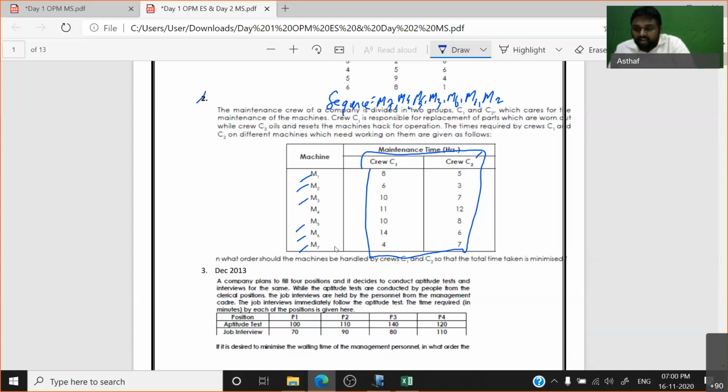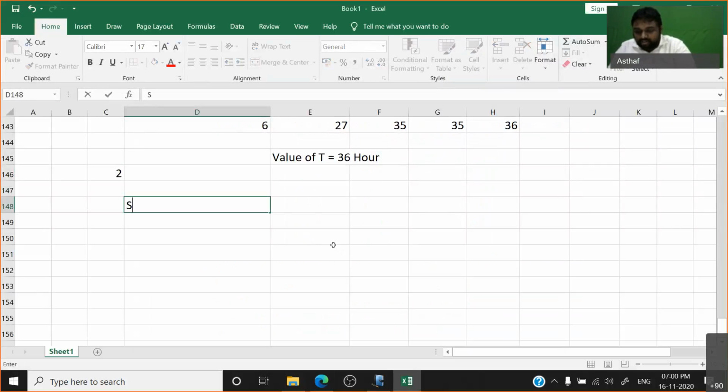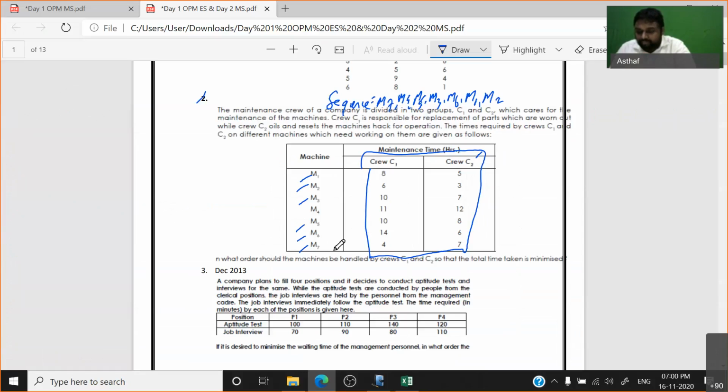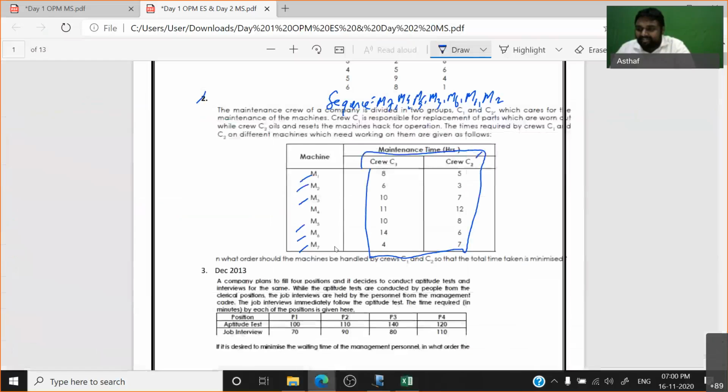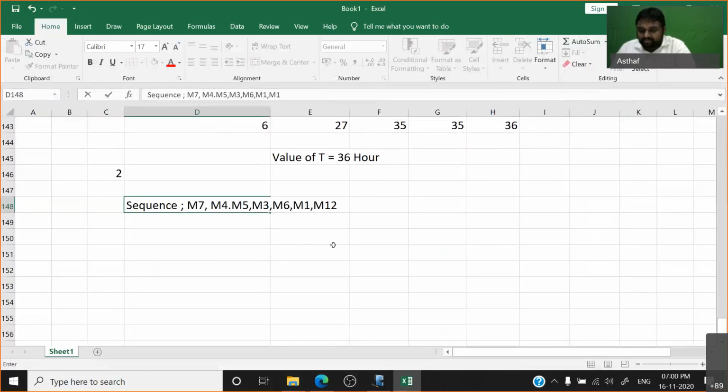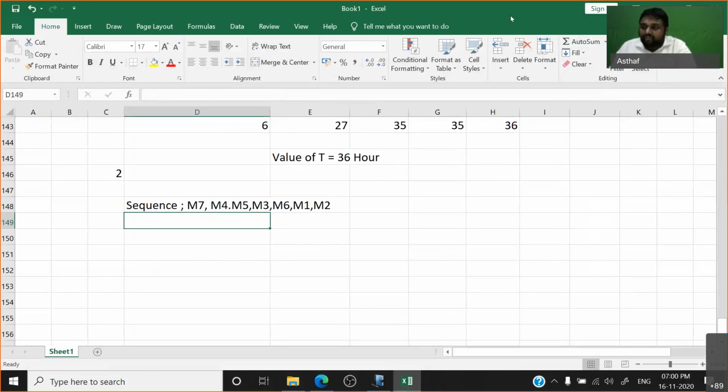So what is the sequence? Some of the friends already got the answer. So the sequence will be M7, M4, M5, M3, M6, M1, M2. Some of the friends already understood. So if anyone having doubt, please ask. Because the second time now you will be very clear.